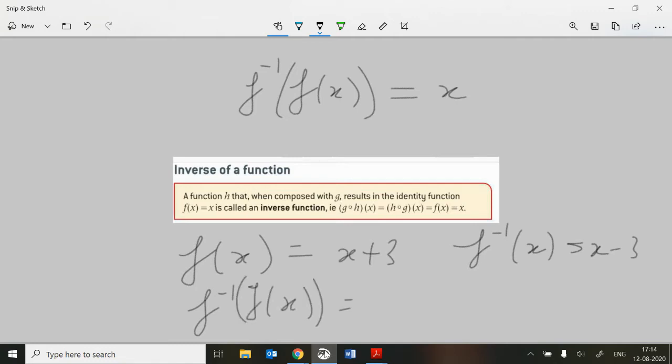Okay, so put this inside here, and we're getting x plus 3, and then minus 3 brings us back to x. And likewise, if we did it the other way around, if we say f to the minus 1 of x, that's also going to give us x as well.